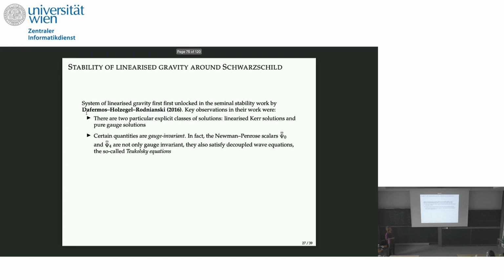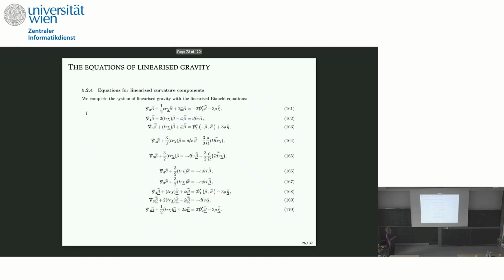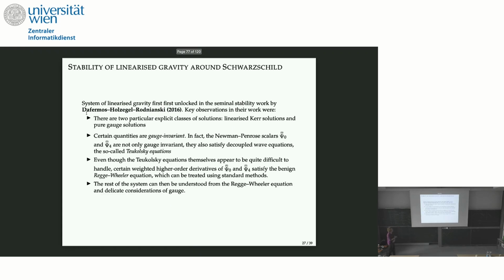Helpful in not having to worry about the unphysical parts is, once again, the fact that the Newman-Penrose scalars psi0 and psi4 are gauge invariant, so they are unaffected by these unphysical solutions. Not only are they gauge invariant, but they satisfy decoupled wave equations, the so-called Teukolsky equations. This is very nice because we don't have to study this entire system all at once; we can just look at two quantities which satisfy decoupled equations, the Teukolsky equations.